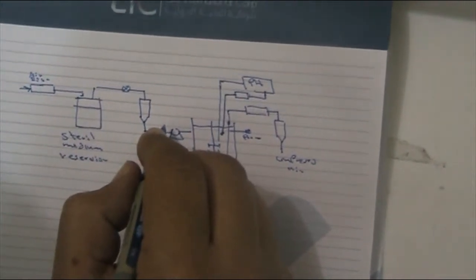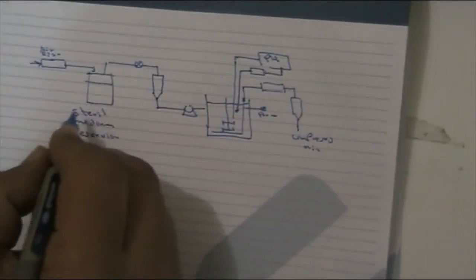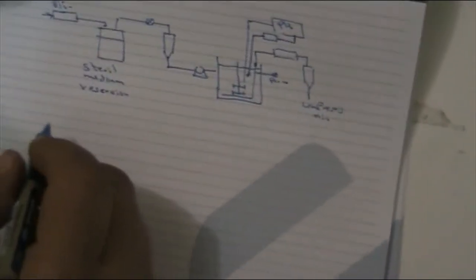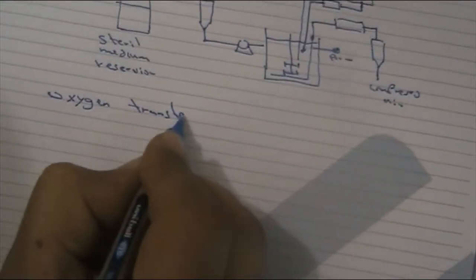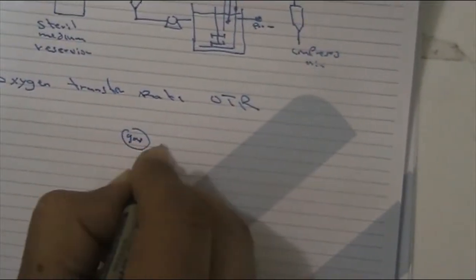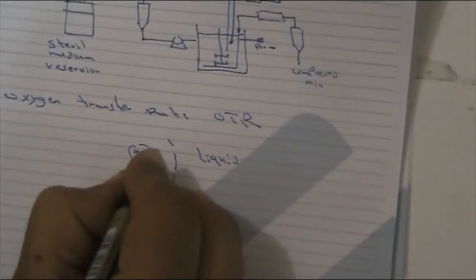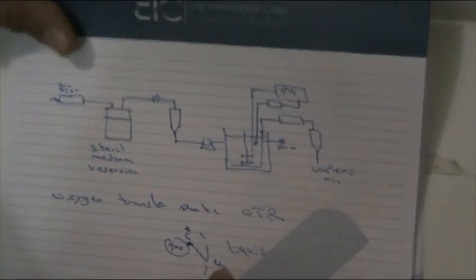So we need to control several variables: pH, temperature, and dissolved oxygen. Also we need to sterilize the medium. So we need to know something about oxygen transfer rate, which is known as OTR. We can imagine here a gas, and here we have a liquid. So the concentration of dissolved oxygen here will be C star, and it drops to Cl, which is the concentration in the liquid broth.